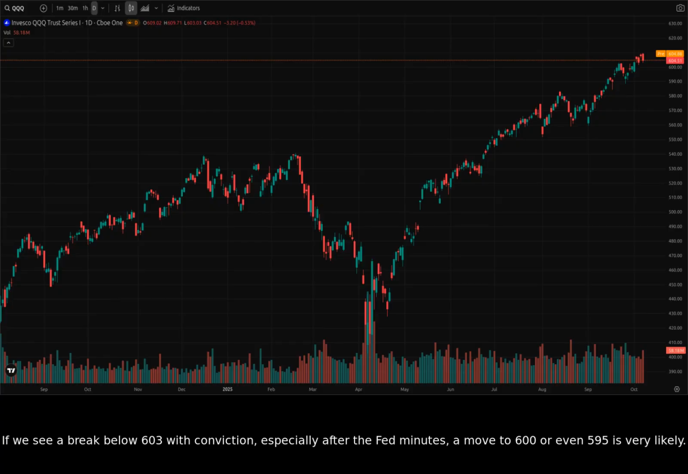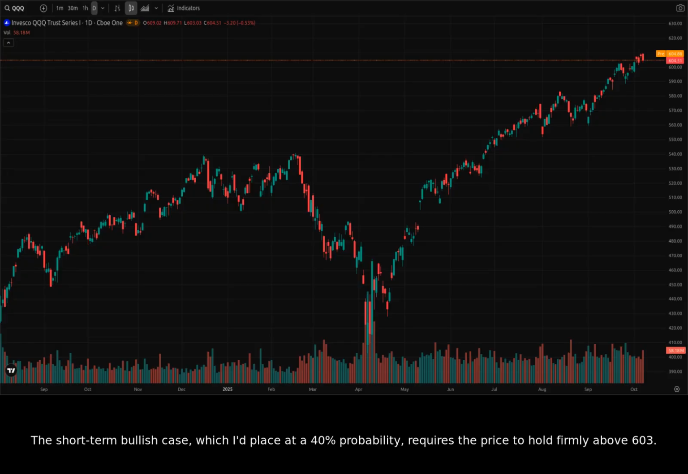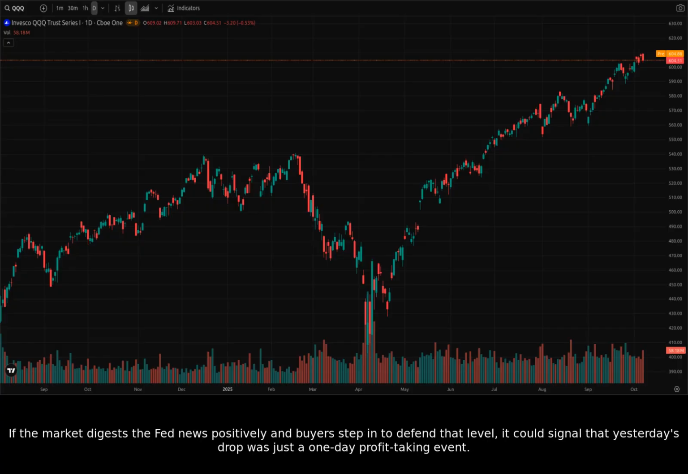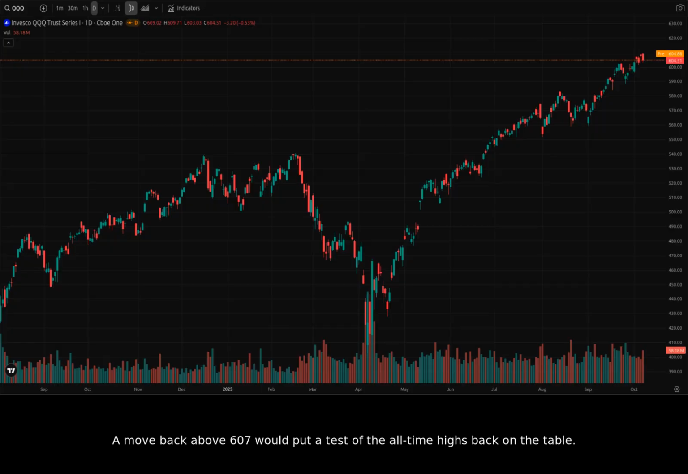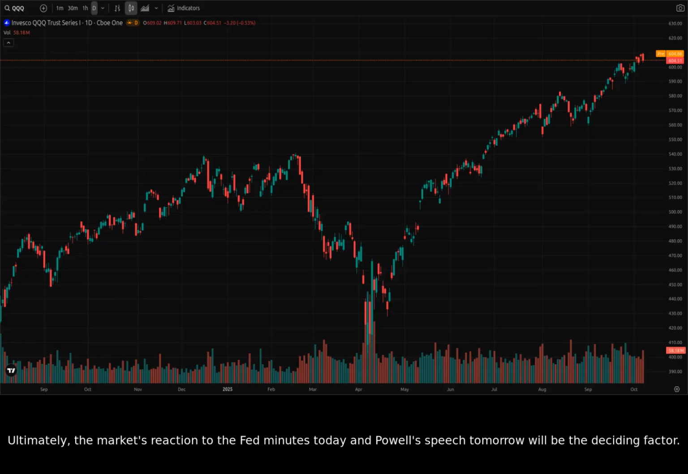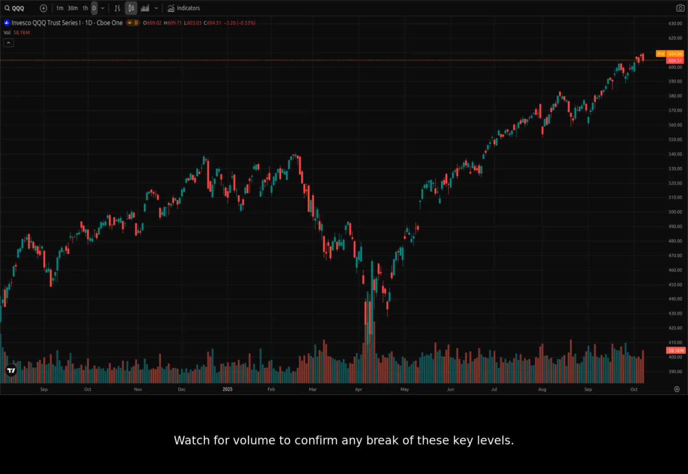The short-term bullish case, which I'd place at a 40% probability, requires the price to hold firmly above 603. If the market digests the Fed news positively and buyers step in to defend that level, it could signal that yesterday's drop was just a one-day profit-taking event. A move back above 607 would put a test of the all-time highs back on the table. Ultimately, the market's reaction to the Fed minutes today and Powell's speech tomorrow will be the deciding factor. Watch for volume to confirm any break of these key levels.